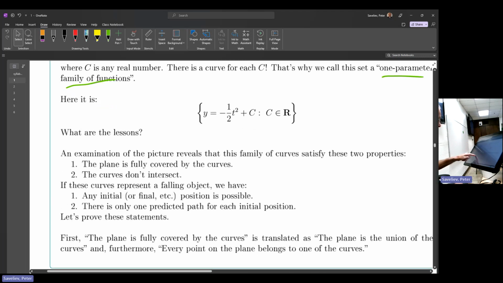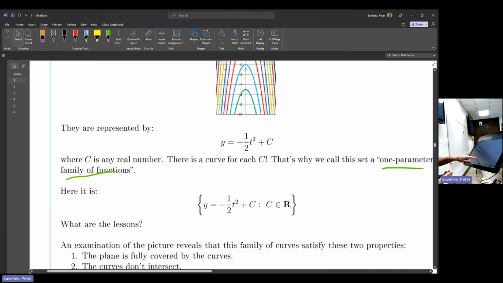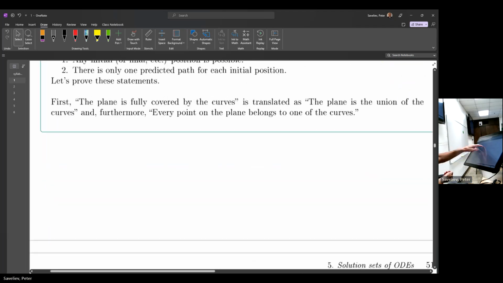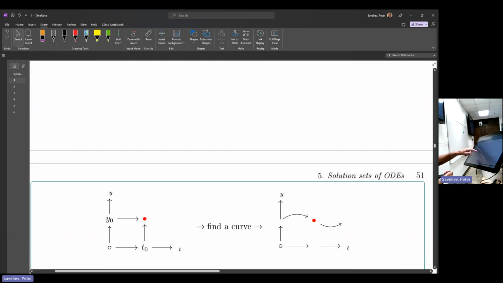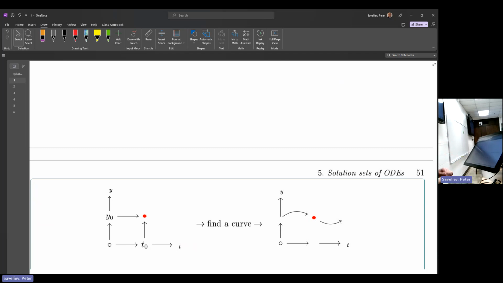So let's prove these statements without referring to differential equations, because the differential equation, whatever it was, has been solved. The statement that the plane is fully covered by the curves translates as: it is the union of the curves. In other words, every point on the plane belongs to one of the curves. So let's solve it. I have my ty plane. T naught, y naught is an arbitrary point that we chose out of the bag. And then we're supposed to find a curve for it. That's what it means to demonstrate that there is a curve for it.